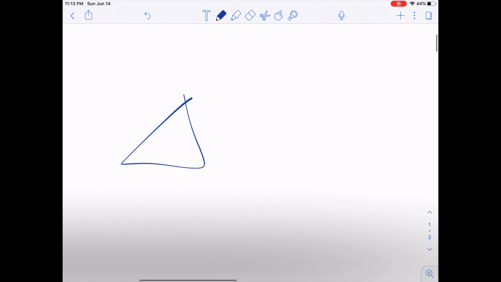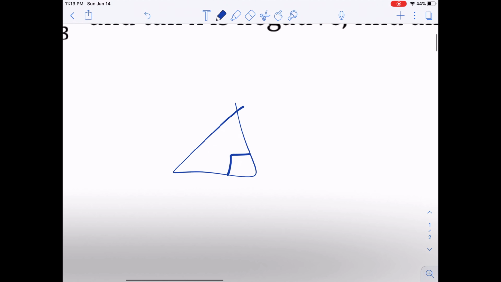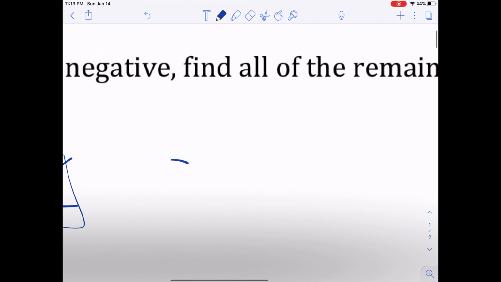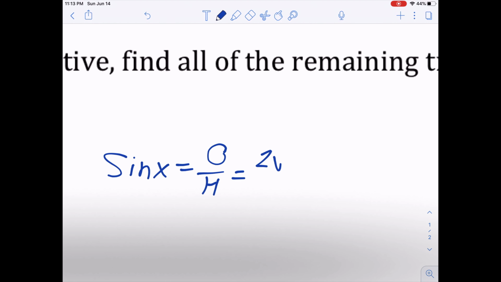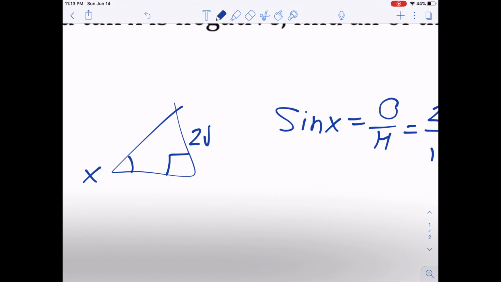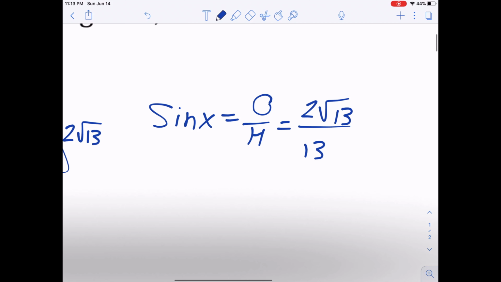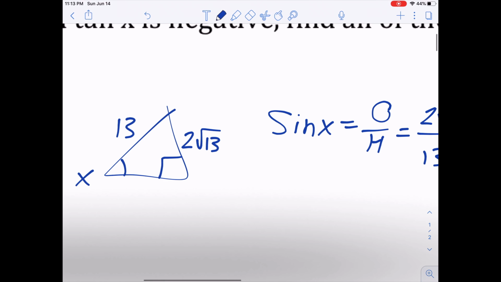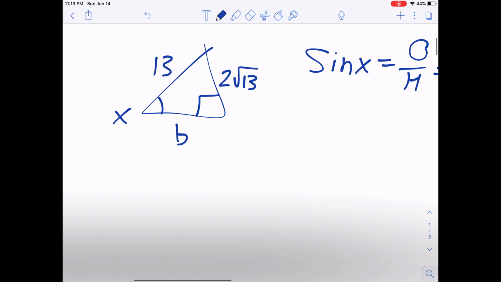Now we're going to create a right triangle with respect to angle x. As we know, sine is equal to opposite over hypotenuse. So our sine in this problem, as given, is 2 radical 13 over 13. So that means that this opposite here will be 2 radical 13, and this will be 13. Now, our adjacent is unknown. We're going to use the Pythagorean theorem to figure that out.